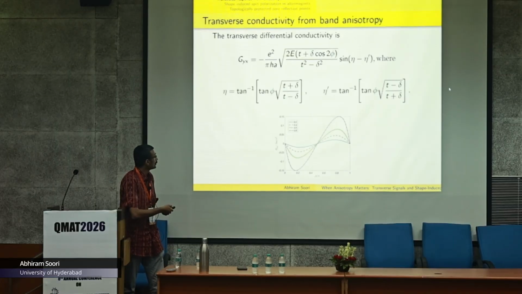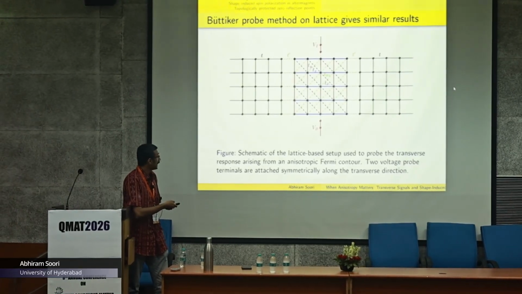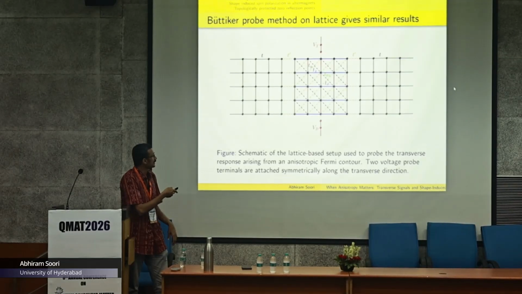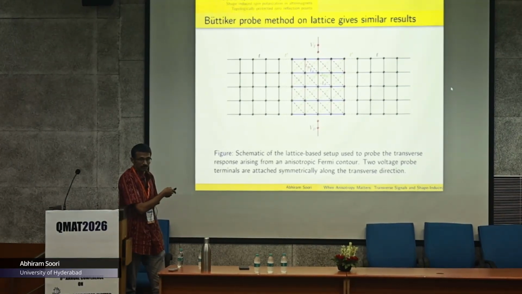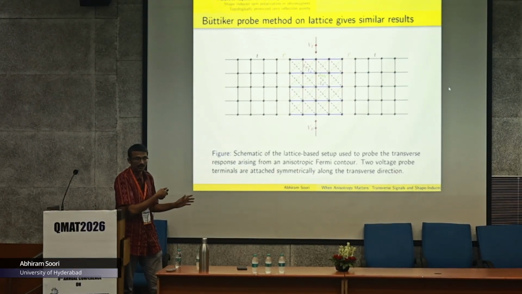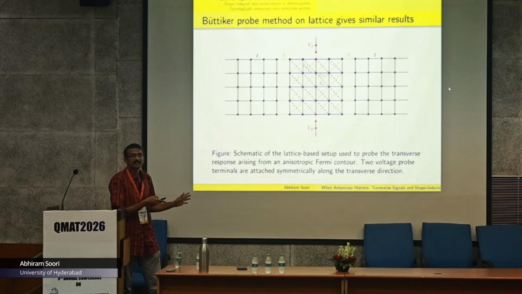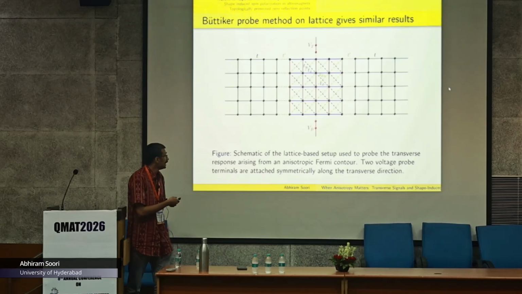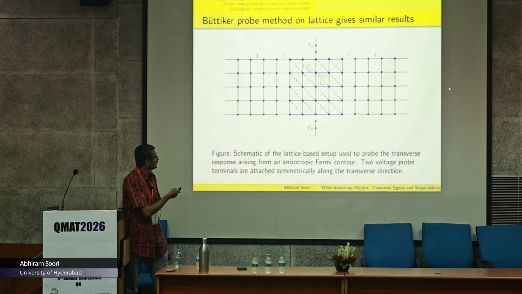And one can write down the Hamiltonian in a tight binding model. And that is basically this. You have a square lattice, but for this anisotropic Fermi surface, you have diagonal hoppings also, which are unequal for the two diagonals. So if you choose the parameters appropriately, you can map that continuum Hamiltonian to this lattice Hamiltonian. And then these are Büttiker probes essentially.